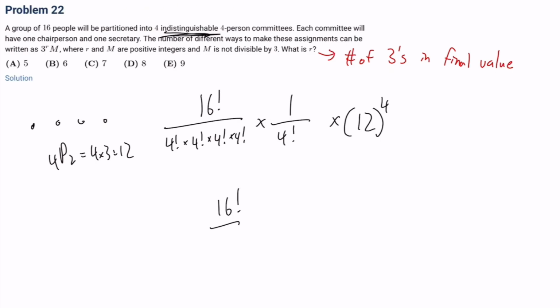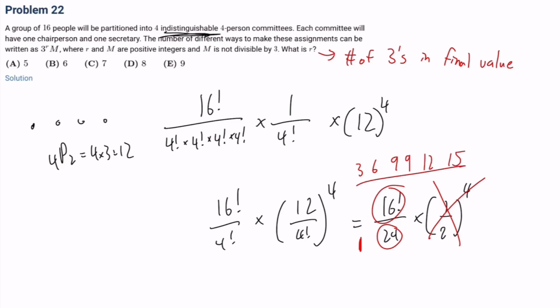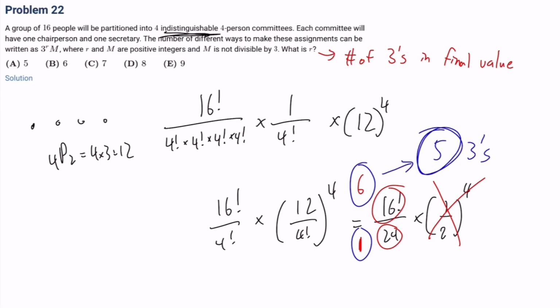So this gives us 16 factorial over 4 factorial times 12 over 4 factorial to the power of 4, right? This is 12 over 24, so that becomes 1 over 2 to the power of 4, but we're interested in the number of 3's, right? So there are no 3's here, there's 1 3 in the 24, and 16 factorial has how many 3's? We have 3, 6, and 9 has 2 3's. We have 12, and we have 15, so we have 6 3's. 6 3's divided by 1 3, so 6 minus 1, this gives us 5 3's. So 5 is the answer, it's A.